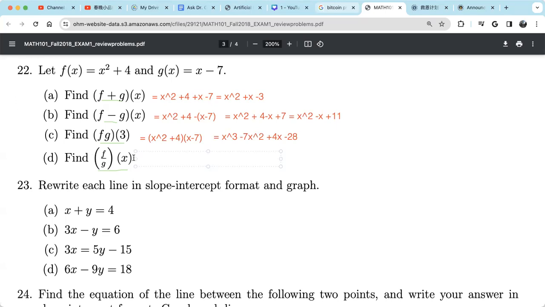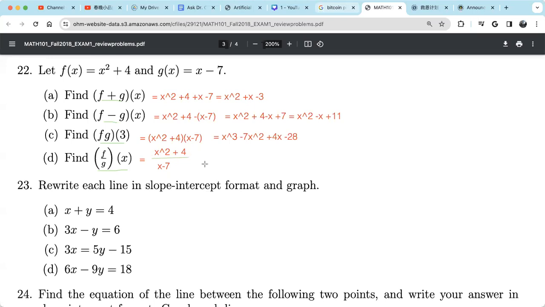And then we can also divide two functions. So f is x squared plus 4, divided by g, which is x minus 7. Let me draw the line.